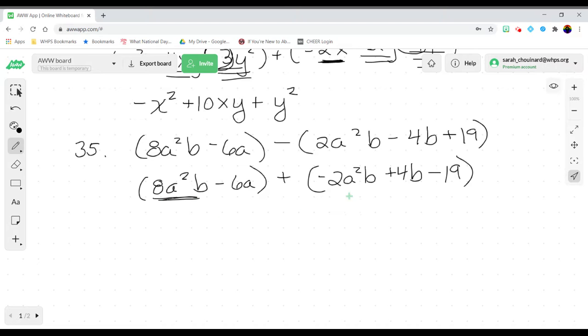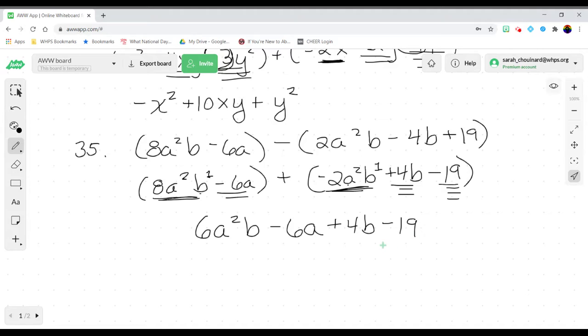So 8a squared b is a like term here because I have a with a 2 and b with really an invisible 1. Same thing here, a with a power of 2, b with a power of 1. And so that gives me 6a squared b. There's no other a terms, so it's going to stay negative 6a. There's no other b terms, so it stays 4b. And there's no other constant terms, so it's going to stay negative 19.